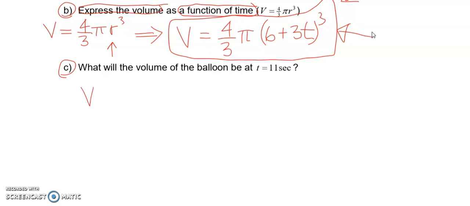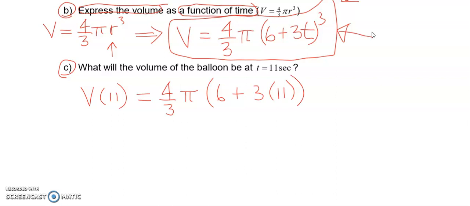So V is equal to, if you wanted to, you could even write V of 11. All right, what is the volume when t equals 11? But you don't have to do that here, but you can. 4/3 multiplied by pi, and then in brackets, 6 plus 3 times 11. Now I'm going to put another set of brackets there for the 11, okay? So there's your implied multiplication. Now, of course, you multiply 3 times 11 first. Don't forget your cube. Multiply 3 times 11 first, and then add your 6 to that. You follow the order of operations.